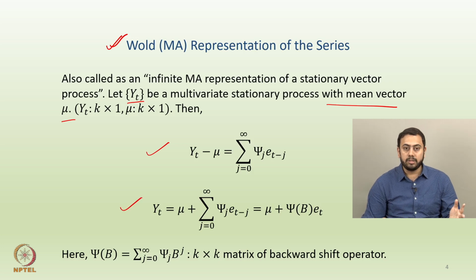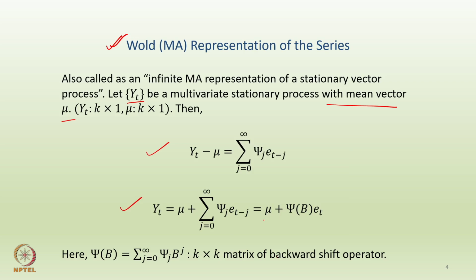We will transport the mu to the right hand side, and then yt is nothing but mu plus the infinite sum, where of course psi B is nothing but the summation of psi j B to the power j. So this psi B is a k cross k matrix of backward shift operators. Again, remember this capital B denotes the backward shift operator, and if you are representing in a multivariate structure, then you should have a matrix. So a k cross k matrix of backward shift operators.